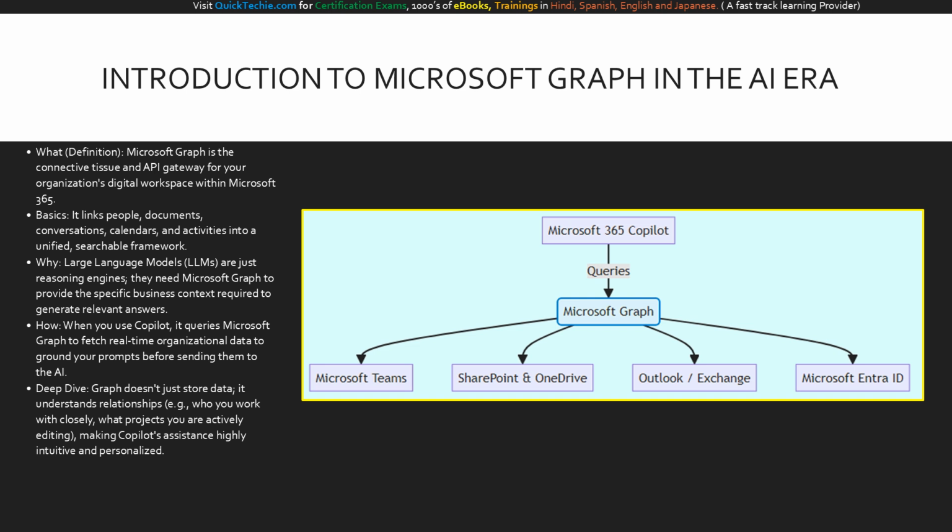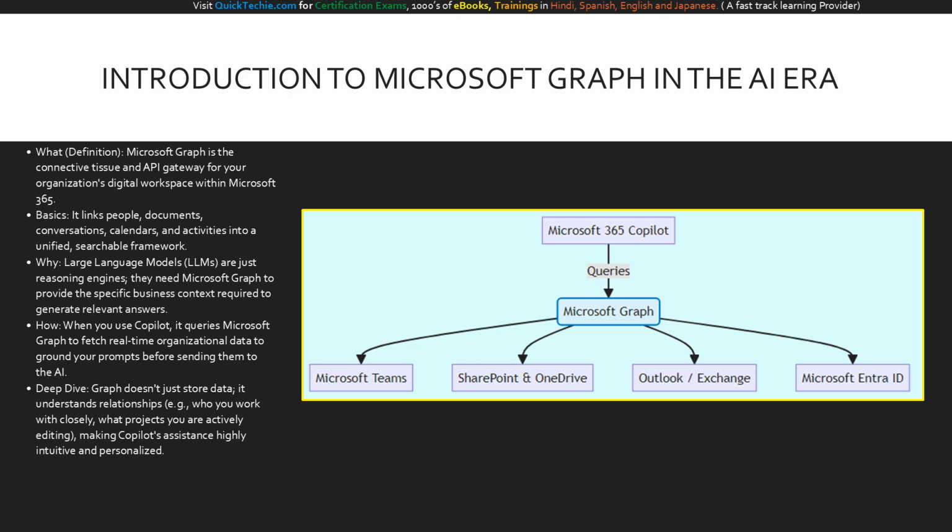Take a look at the flowchart on your screen. It beautifully illustrates the central role of Microsoft Graph. At the top, we have Microsoft 365 Copilot, which serves as your AI interface. Notice how Copilot does not connect directly to your individual applications. Instead, it queries Microsoft Graph, the large blue node in the center. Graph acts as the ultimate orchestrator.